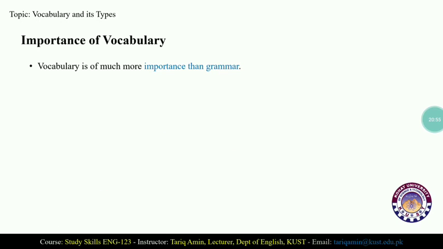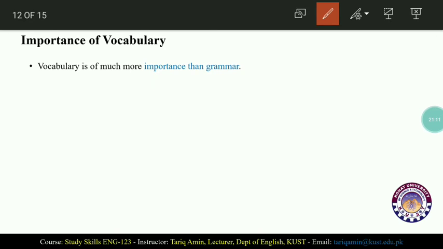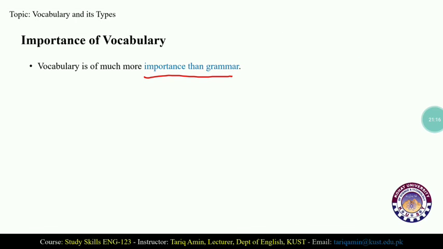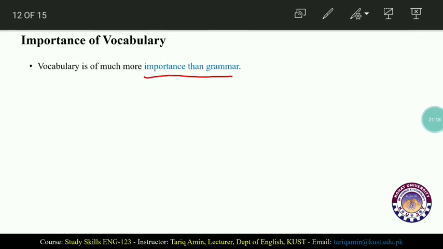Now let's discuss the importance of vocabulary. I touched this point at the very beginning of the class that words are very much important. You can't talk about anything unless you know some words. Vocabulary is of much more importance than grammar. Yes, vocabulary is more important than grammar because we can convey our ideas with the help of our vocabulary, with the help of our words. But if we don't have words, we can't convey our ideas with grammar because a sentence can't be made without words.